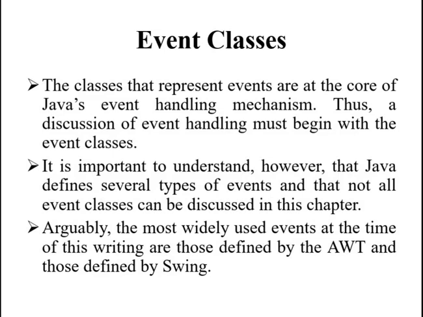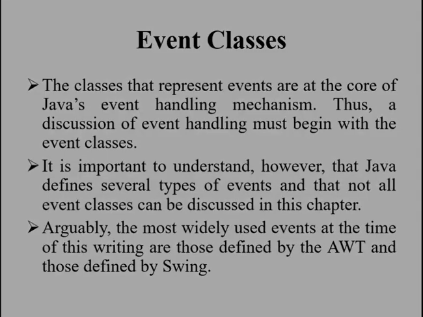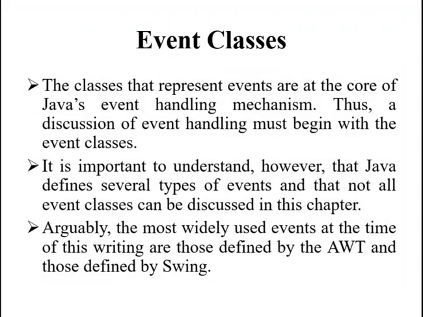It is important to understand, however, that Java defines several types of events and that not all event classes can be discussed in this chapter. Arguably, the most widely used events at the time of this writing are those defined by the AWT and those defined by Swing. What is meant by AWT? AWT means Abstract Window Toolkit.